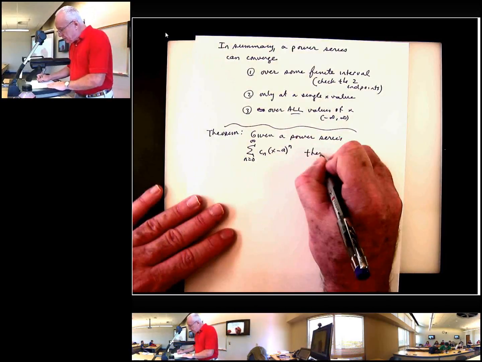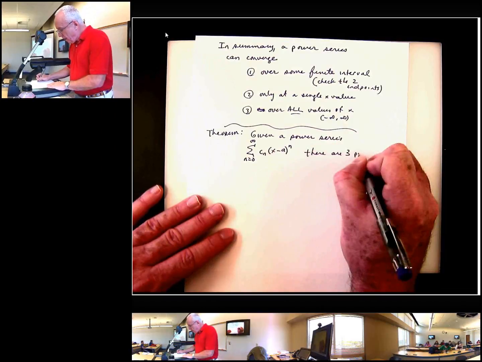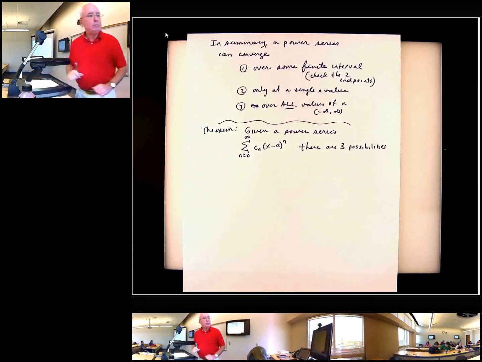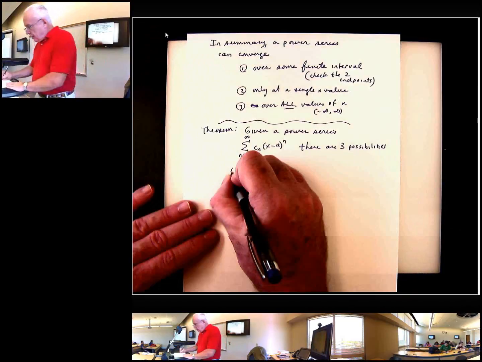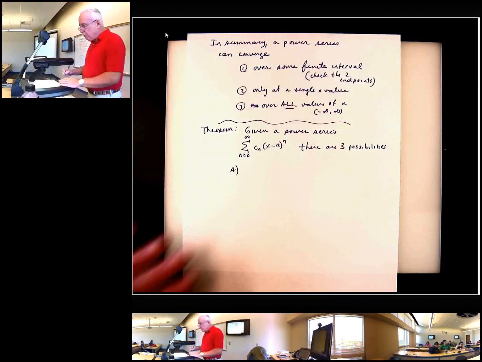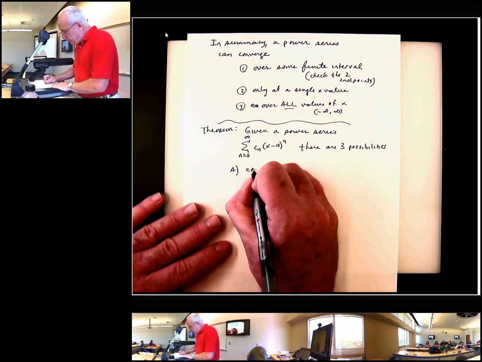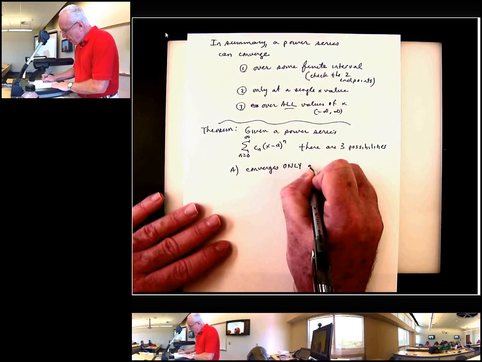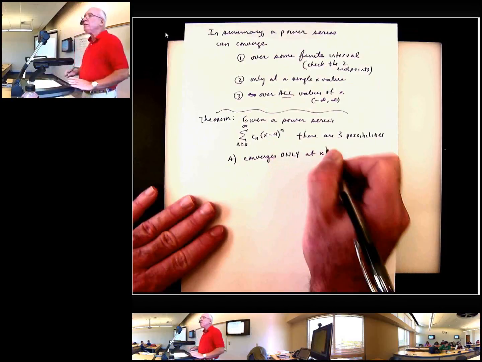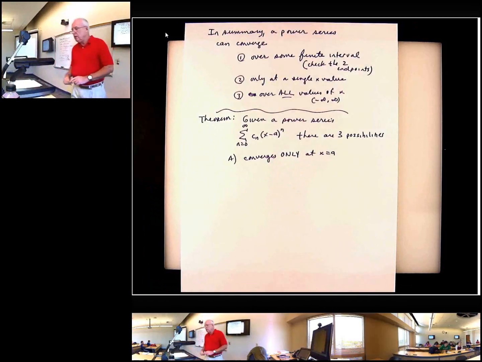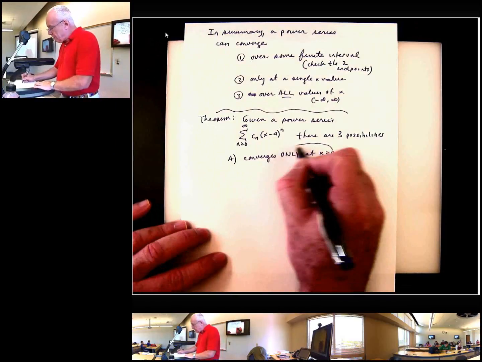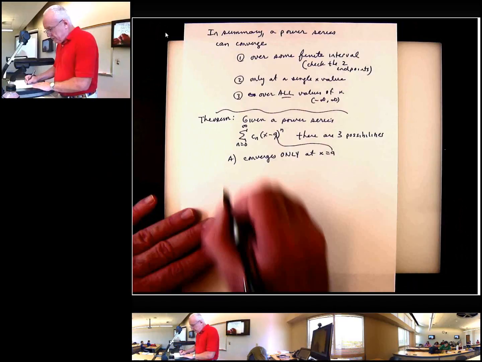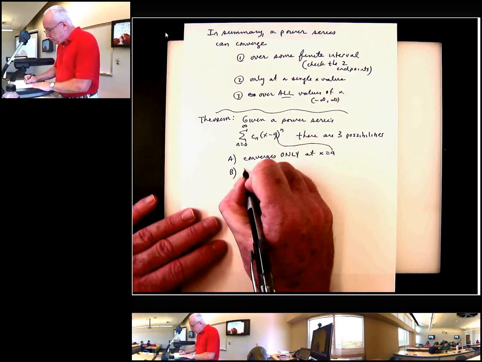There are 3 possibilities. A, it converges only at x equals a. That's where it only converges at the one point, and that a is going to be what we have right here in our power series. The second possibility is that it converges for all x.